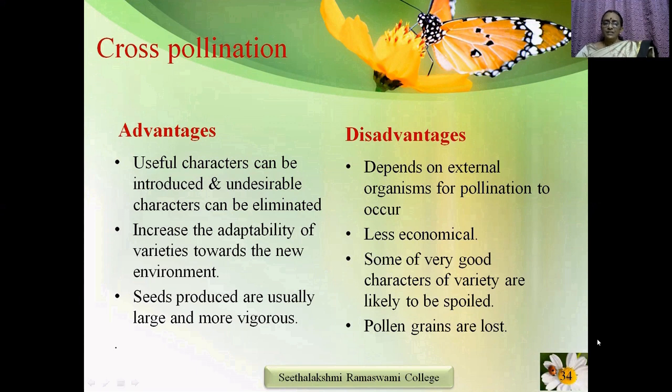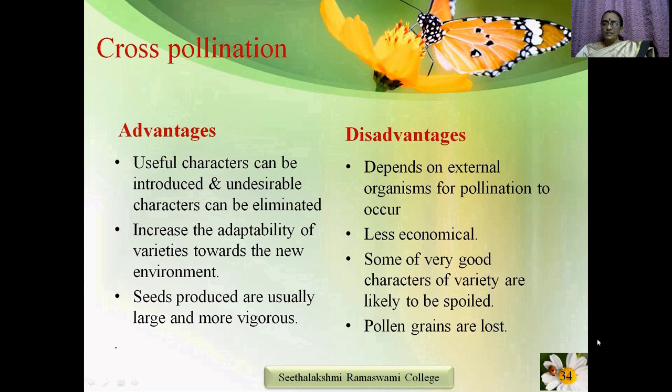The advantages of cross-pollination: useful characters can be introduced and undesirable characters can be eliminated. Whereas in self-pollination, we have seen undesirable characters cannot be eliminated because they are self-fed. Because here we get the transfer of pollen grains from one plant to another, there is a chance for undesirable characters to be eliminated. It also increases the adaptability of varieties towards a new environment. And the seeds produced after cross-pollination are usually large and more vigorous.